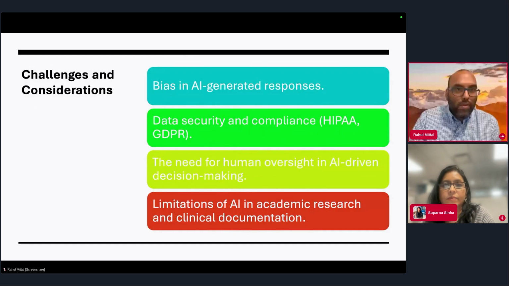It's also important to understand that there are challenges and considerations, especially about biases in AI generated responses, teaching our students about data security and compliance, and the need at all times for human oversight in AI-driven decision making, and the limitations of AI in academic research and clinical documentation.